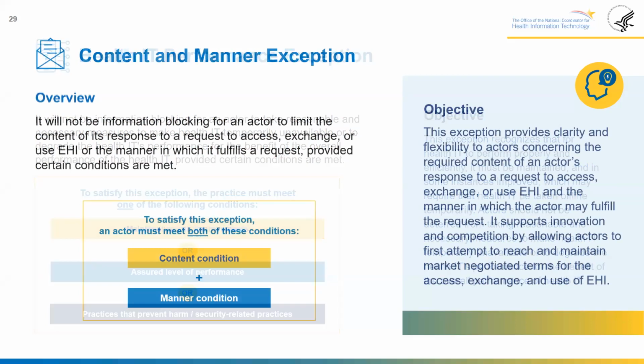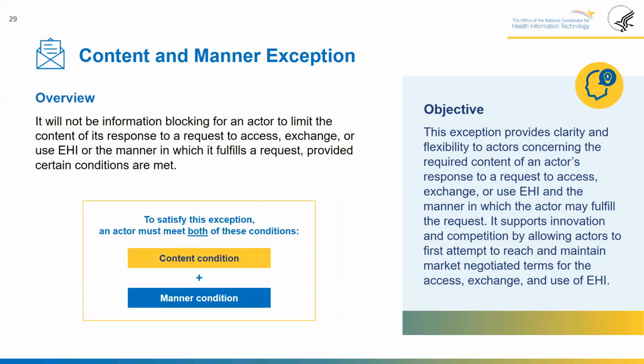Okay, so now we've ventured over into the second bucket of exceptions, and these are the ones where you would still need to provide access, exchange, or use of EHI, but under the procedures that we lay out in the exceptions. So here we have the new content and manner exception, or put another way, the what and how exception. So why is this exception necessary?